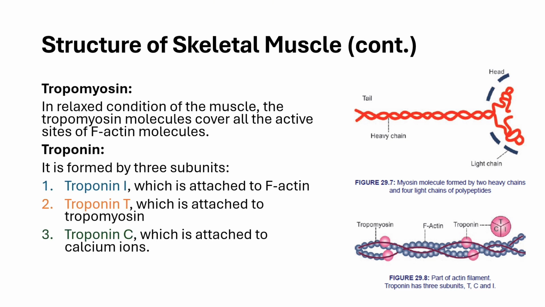Let's discuss the role of tropomyosin and troponin. These are the two key regulatory proteins associated with actin filaments. Tropomyosin: in the relaxed state of muscle, tropomyosin molecules cover all the active sites of actin molecules. This prevents the binding of myosin heads to actin. It keeps the muscle in a state of rest.